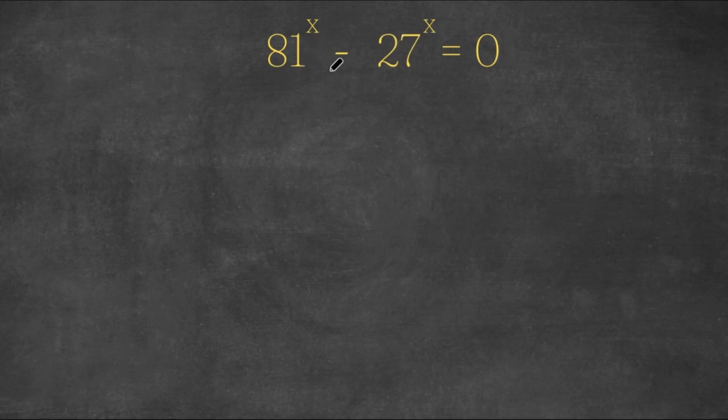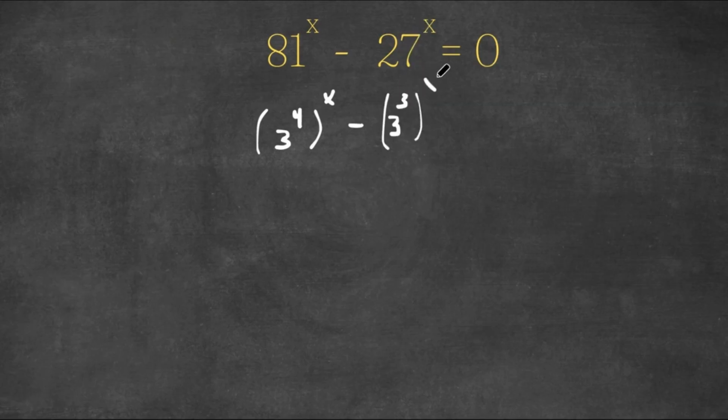Now, what I'm first going to do is change 81 to 3 to the power of 4. So I'm going to replace 81 with 3 to the power of 4. So now we have 3 to the power of 4 to the power of x, minus, now I'm going to change 27 to 3 to the power of 3. So now we have 3 to the power of 3 to the power of x, and this is equal to 0.